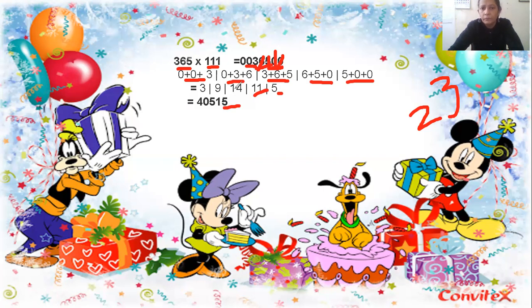So from 15, you will write down only 5 because 5 is at the unit place. Carry forward 1. What will you do with this 1? You will add 1 with this 9. 1 plus 9, all of you know, is 10. From 10, what is at the unit place? 0 is at the unit place. You will write down here 0. 1 is left, which will be carried forward. And this 1 you will add with this 3. So 3 plus 1 is equal to 4. So 40515 is your final answer. So like this, you have to solve these questions.